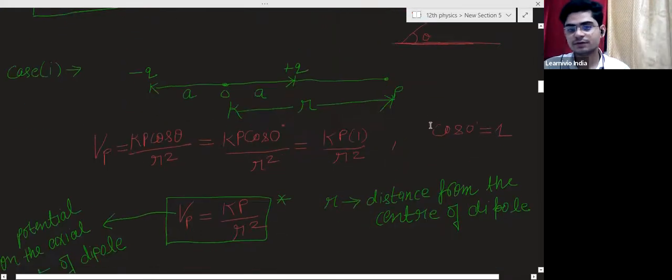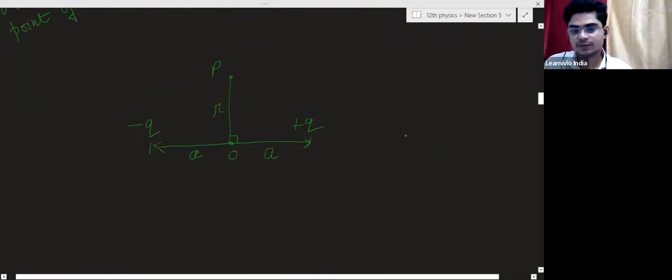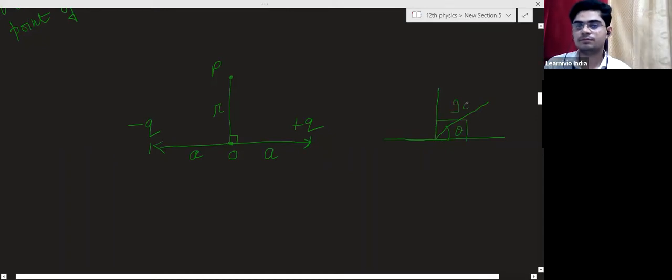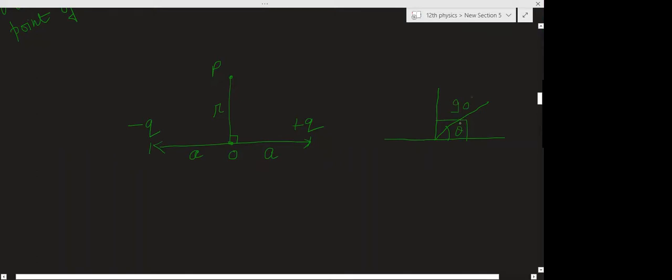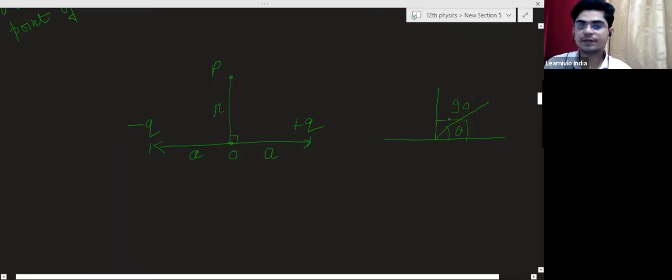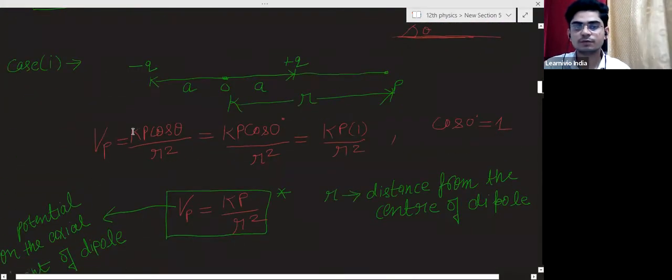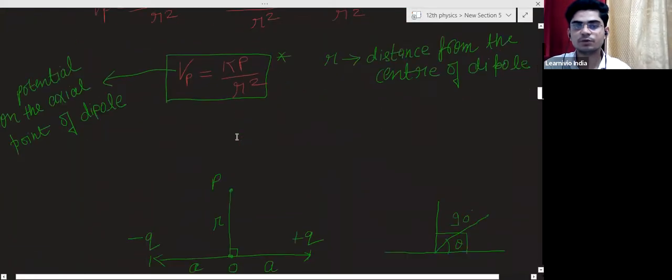Now you can relate this with the earlier case. What had happened? This was the line, and earlier this was the angle theta. Now this theta becomes 90 degrees. Nawal and Matthew, yes, sir, 90 degrees. So here theta is 90 degrees, and we can use this formula: Vp equals Kp cos theta by r square.